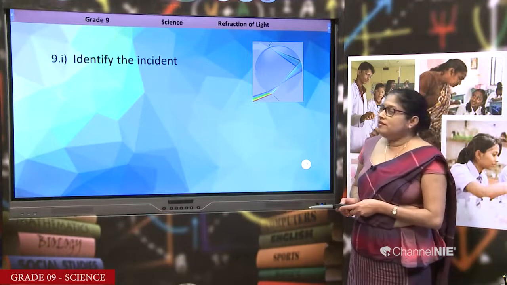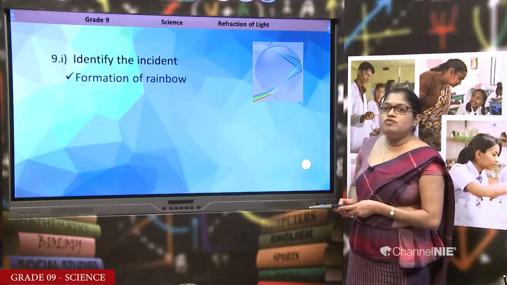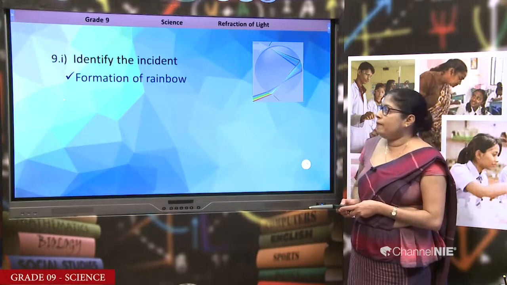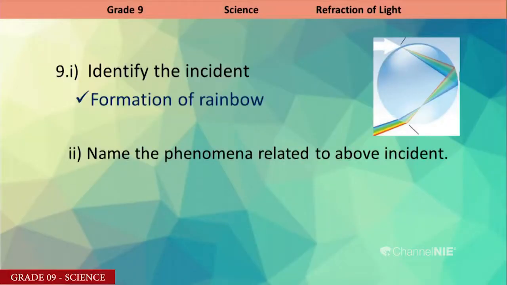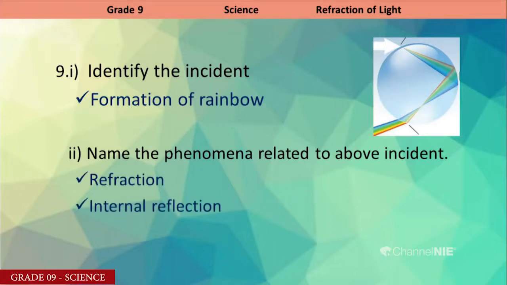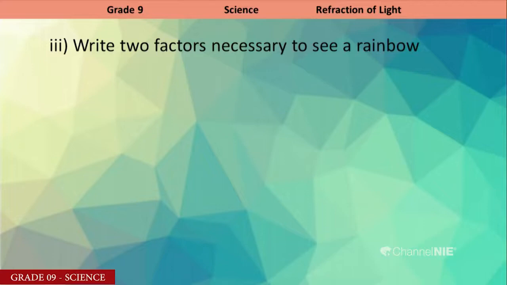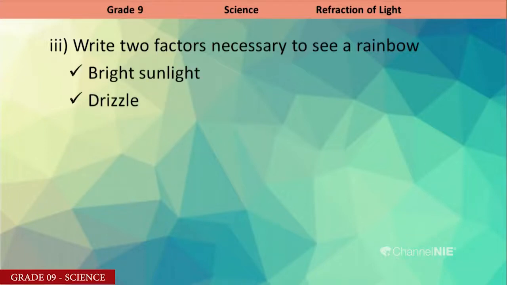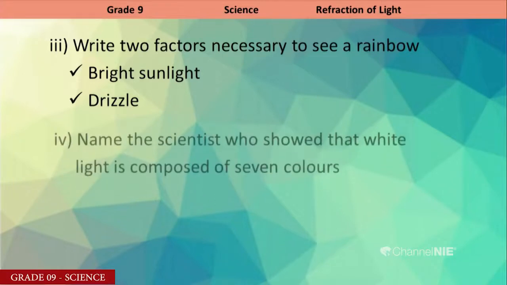Identify the incident. So, this is the formation of rainbow. Name the phenomena related to above incident. So, the answer is refraction and internal reflection. Write 2 factors necessary to see a rainbow. You know the bright sunlight and drizzle should be present to see a rainbow.